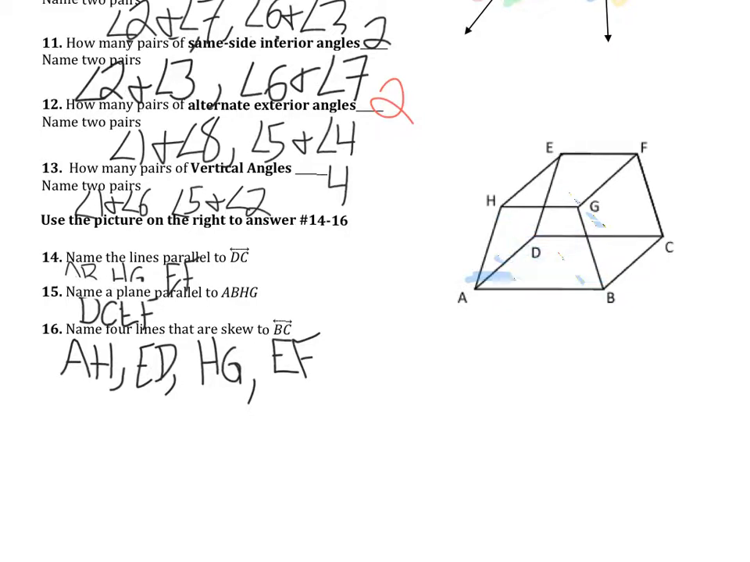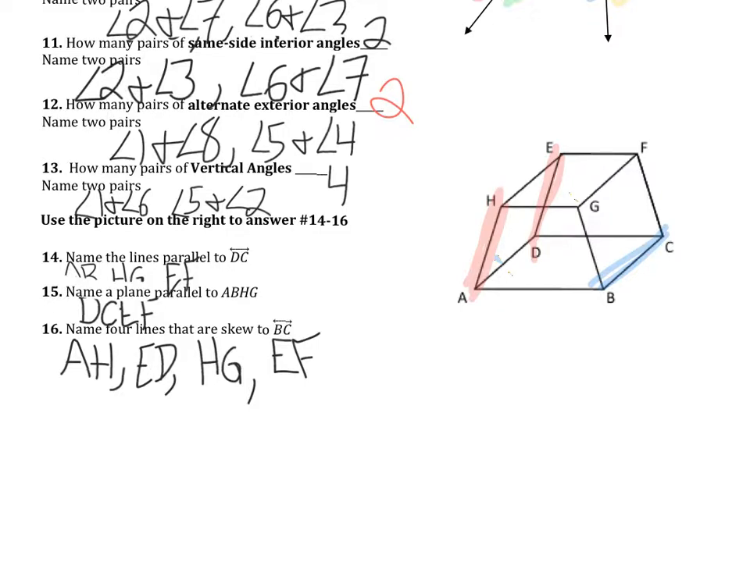Here we go. It's asking for name 4 lines that are skew to BC. So BC is sitting right here. I want 4 lines that don't intersect with it and aren't heading in that same direction. So the very first one that caught my eye was AH. It was like, hey, it's going in a different direction. They don't touch each other, so they should be fine. So then I looked, do I have one that's parallel to that? Yeah, I do. ED, right there.